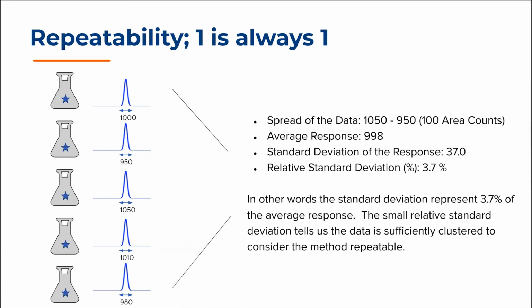To relate the magnitude of the standard deviation relative to the measured response, we need to define a new statistic, referred to as the relative standard deviation. The relative standard deviation is expressed as the standard deviation, or the spread of the data, divided by the average in the data set. In this case, the RSD is 3.7%. This can be thought of as the standard deviation representing 3.7% of the average response. Typically, repeatability is established with an RSD value of less than 5%. So here in this case, we've established repeatability.